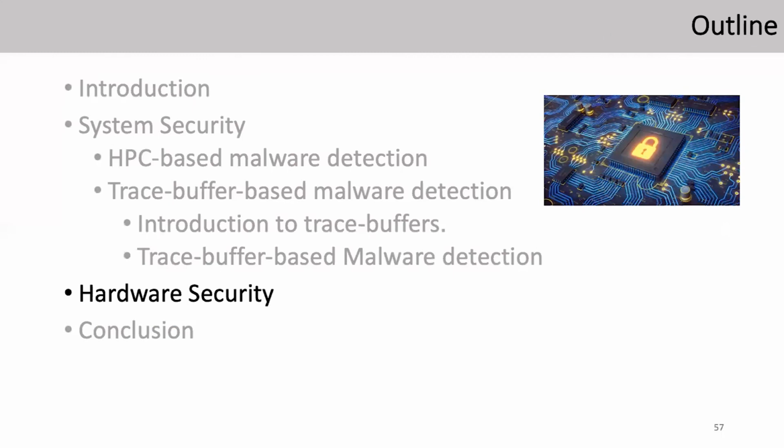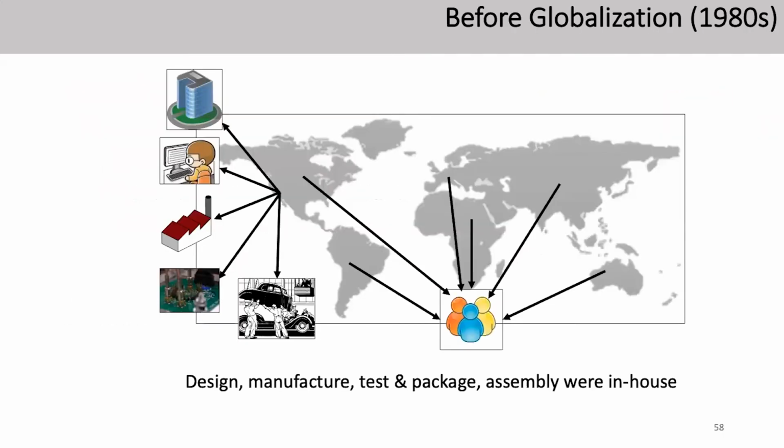Now we'll go on to the second part of the talk, or the last part of the talk, which is hardware security, right? So till now, we were thinking of hardware as the root of trust, but is that a valid assumption? Let's see. So before globalization in the 80s, IBM used to make everything in-house, right?